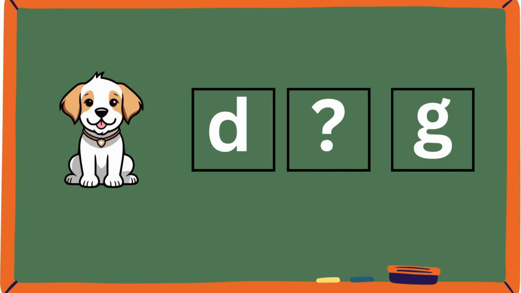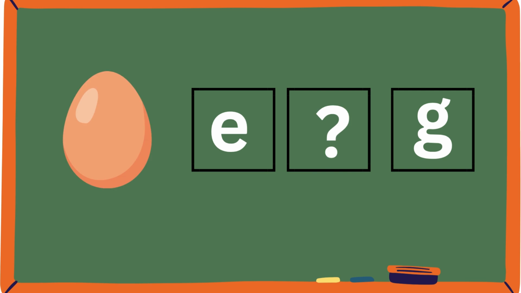D something, G. What letter could the question mark replace? That's right, O. The picture shows a dog. D-O-G. Dog. Great.